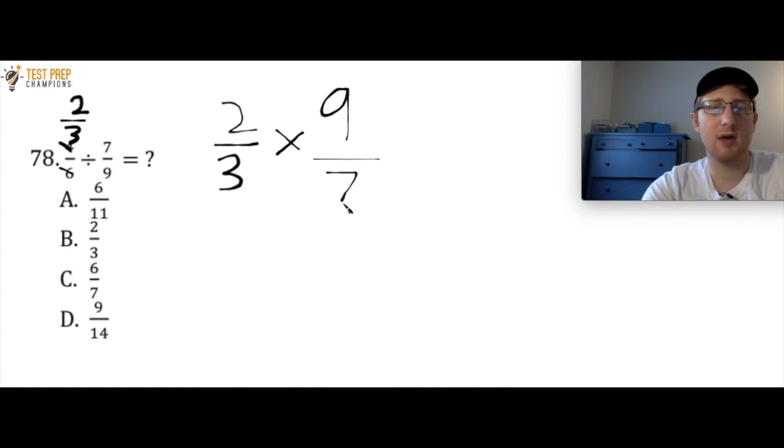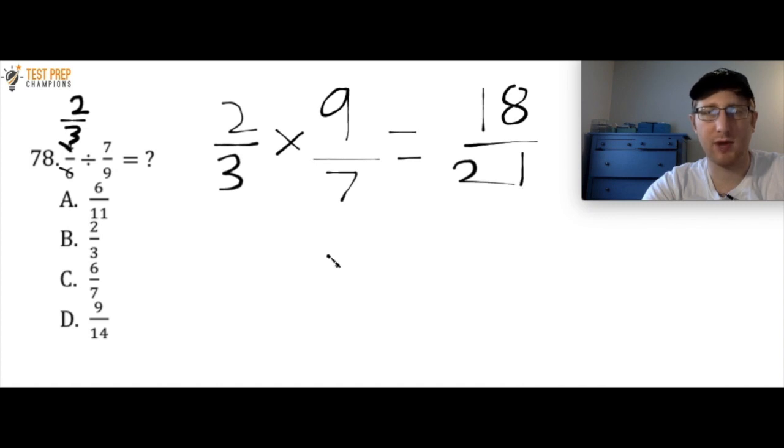And now I'm simply going to multiply. So 2 times 9 gives me 18, and 3 times 7 gives me 21. And now, hopefully what you see is that both 18 and 21 are divisible by 3. So if I divide 18 by 3, I get 6, and 21 divided by 3 gives me 7. So C is the correct answer here.